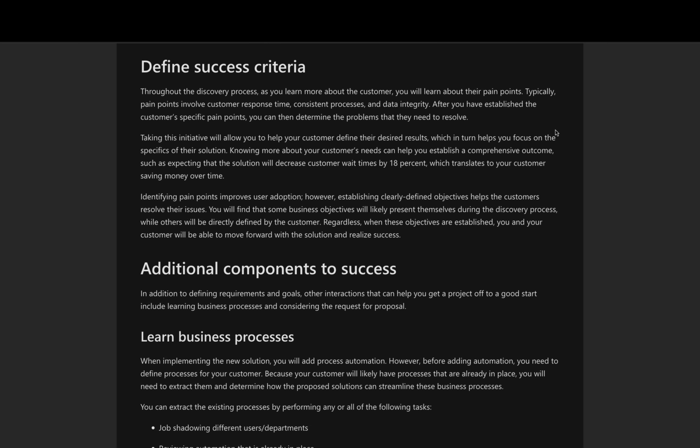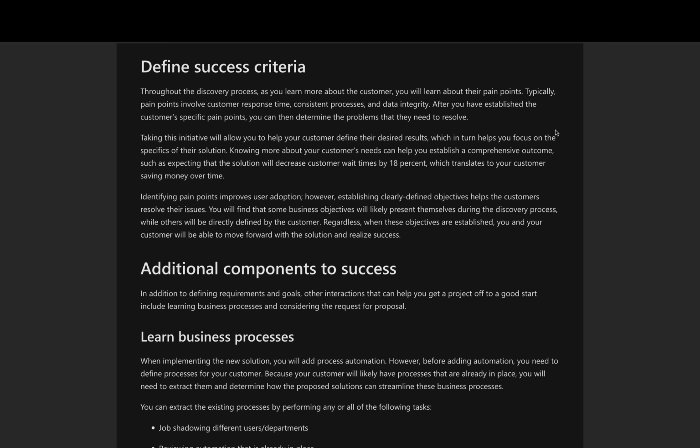Define success criteria. Throughout the discovery process, as you learn more about the customer, you will learn about their pain points. Typically, pain points involve customer response time, consistent processes, and data integrity. After you have established the customer's specific pain points, you can then determine the problems that they need to resolve.